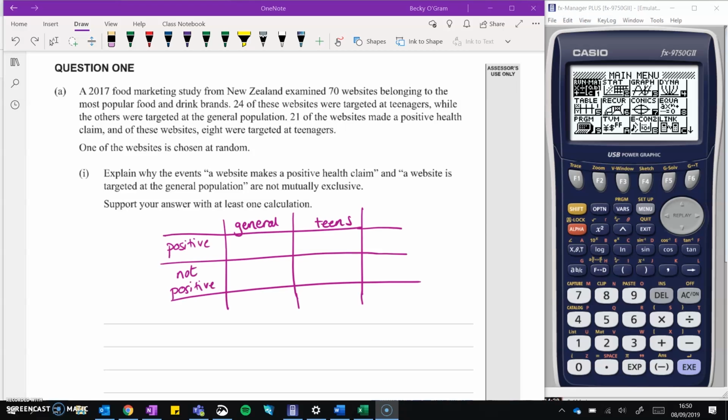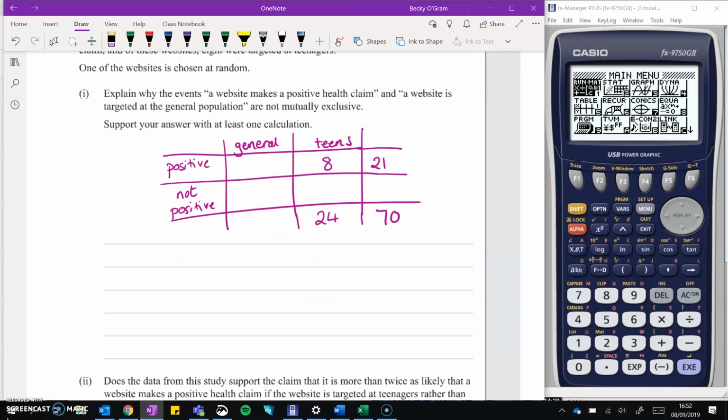So as a table, we've got the website is positive or not positive, and it's targeted at general or teens. So we've got 21 of the websites made a positive health claim. So our total for positive is 21. Then we've got, of those, 8 were targeted at teenagers. We've got the 24 is our total for the ones targeted at teenagers. And we've got a total of 70 websites being looked at.